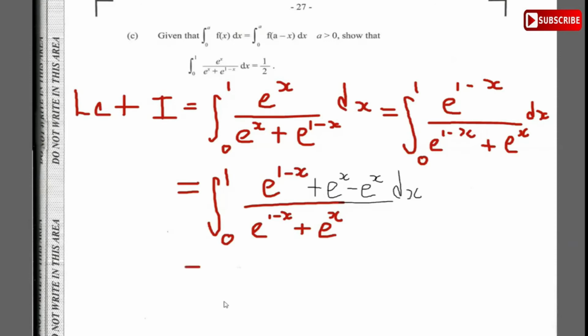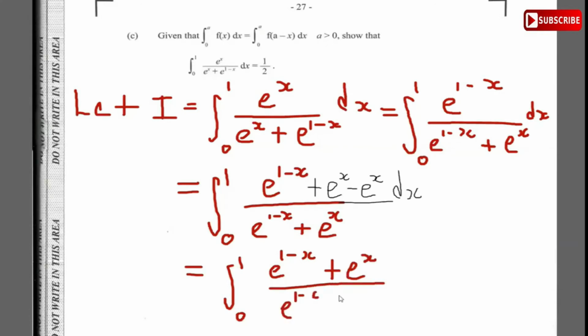And then I can separate it now. Nice little idea. Then we can separate it as the integral from 0 to 1 of e to the 1 minus x plus e to the x over e to the 1 minus x plus e to the x. But then you have to say, but sir, hold on there, that does not cancel each other. Yes, it does. It cancels each other. So this part is fine.